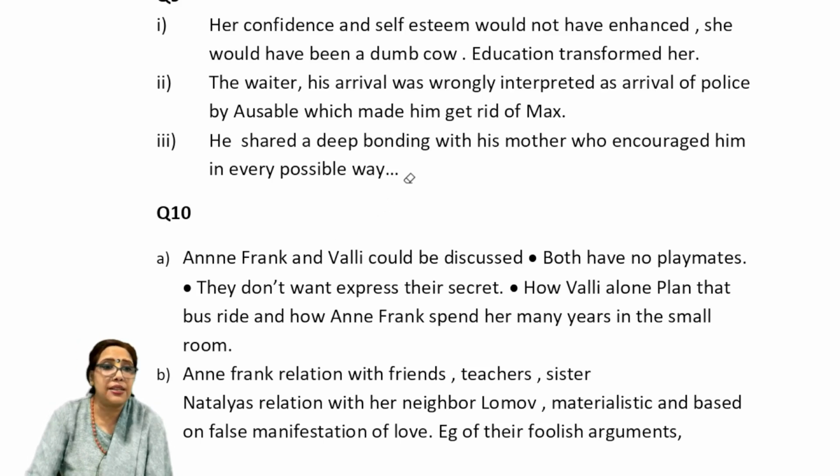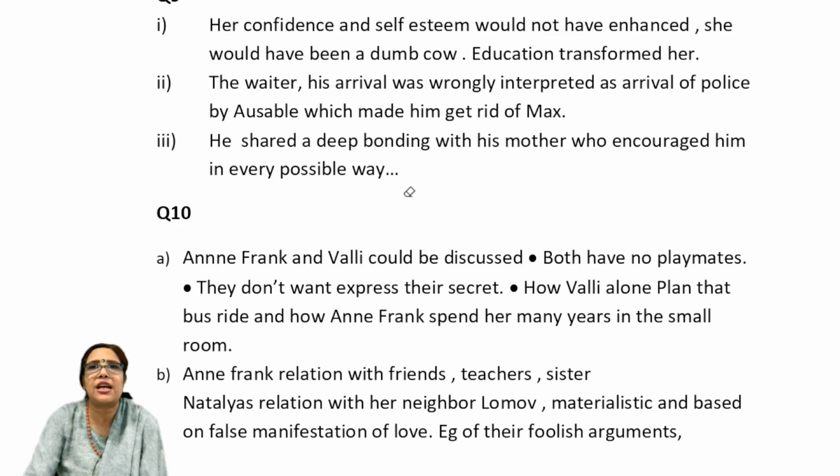But how nicely had Ozubel interpreted? He interpreted that police was at the door to catch hold of Max. So this turn of event which was manipulated by Ozubel is possible only at the arrival of Henry. So therefore Henry, though he plays a very minute role in the whole plot of the story, his arrival plays a significant role, and therefore his plan gets successful.